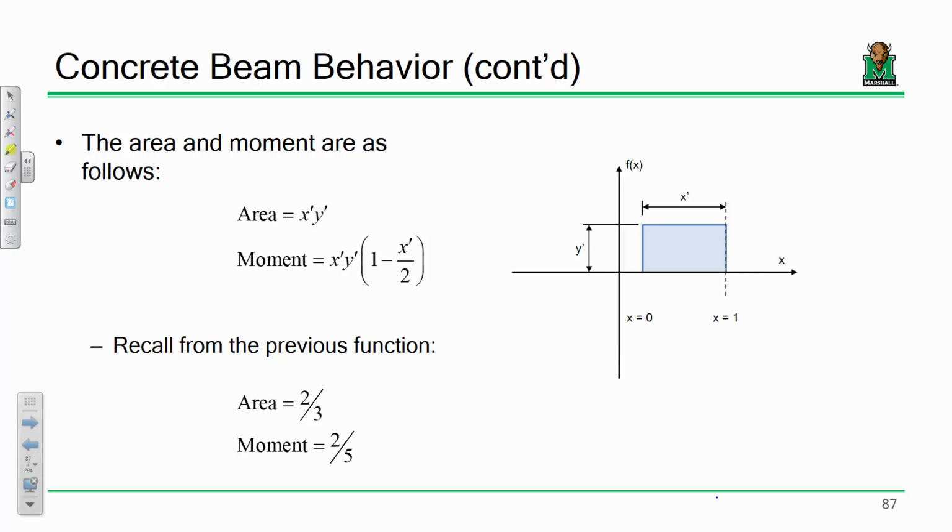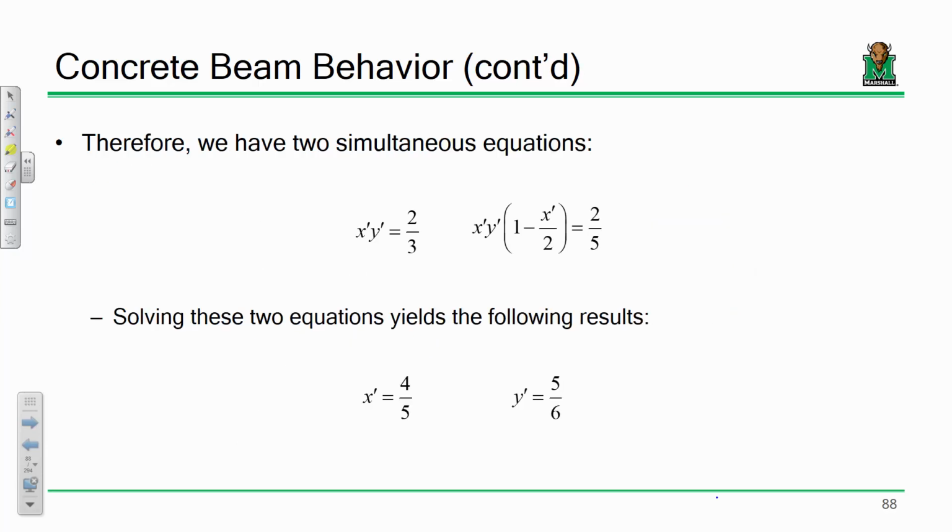Sound good? So, I've got two equations, an equation for the area and an equation for the moment, and I've got two values. The area equals this, the moment equals that. So plug and chug them together, solve it out, and I get the following result. So x equals 4/5, y equals 5/6.